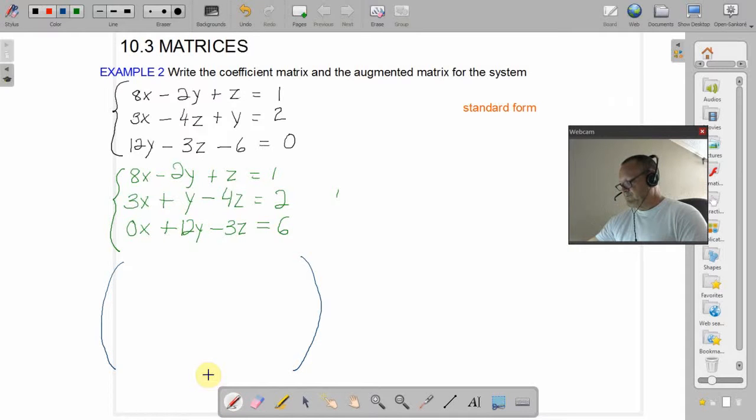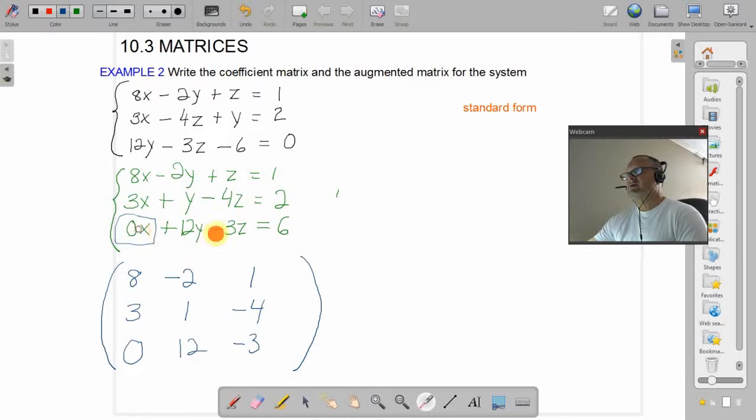So for the coefficient matrix, we would have 8, negative 2, and 1. And then for the second equation, we would have a 3, 1, and a negative 4. And yeah, when you're writing your system of equations, it's optional if you want to put a 0 there. But on your matrix, you do have to put a 0, actually. So put a 0 there. And then we have a 12 and a negative 3. So that was for this equation right here.